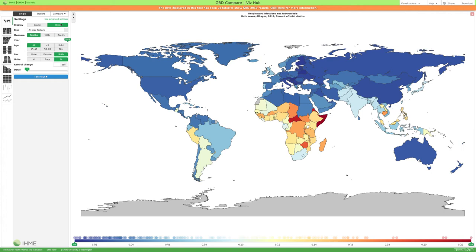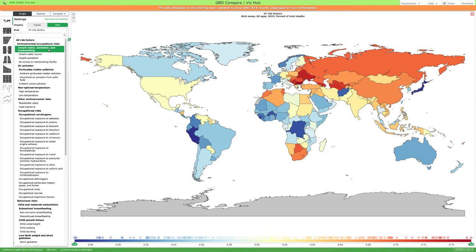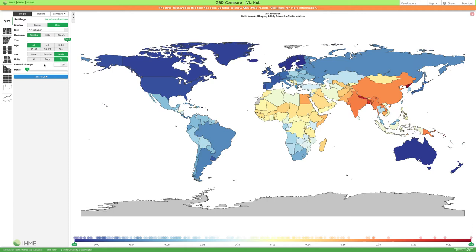And then risks are really interesting. You can do maps of risk factors. So, for example, we can look at air pollution. And you can see where the big risks are, and you can see it's India and China, Nepal, Bangladesh, and parts of Africa as well.